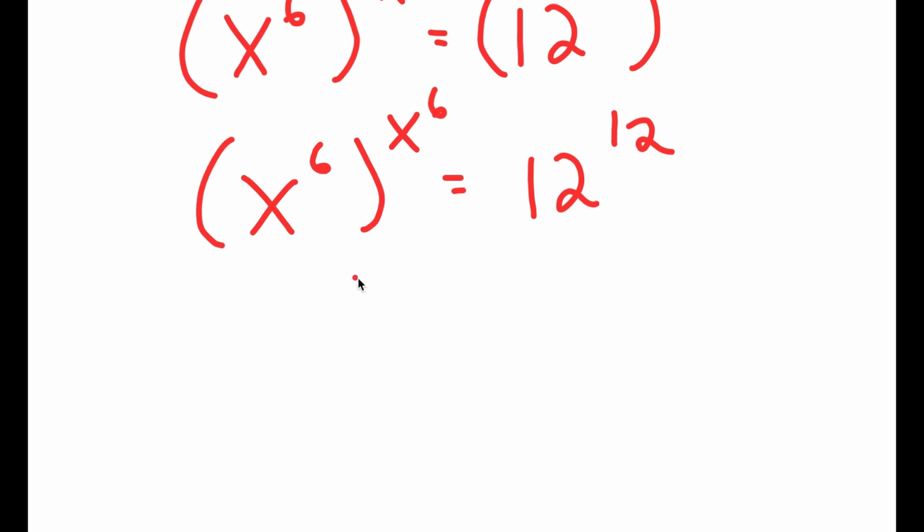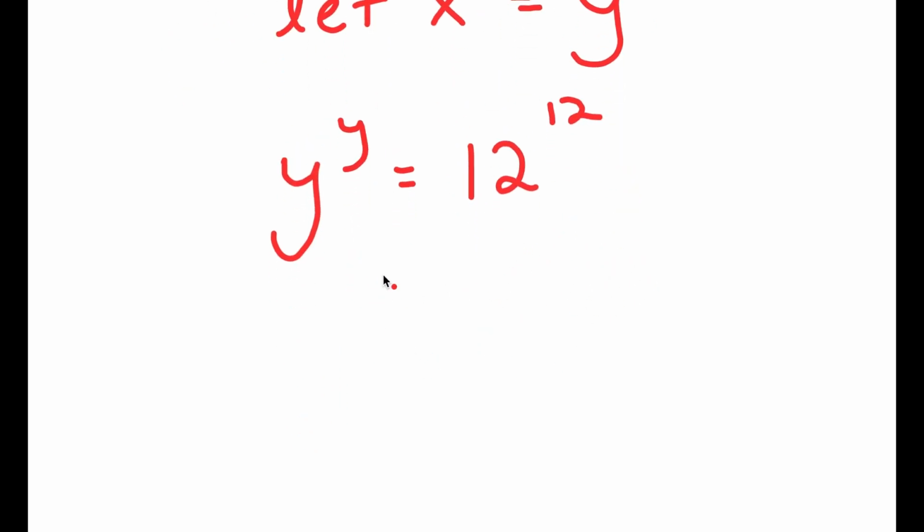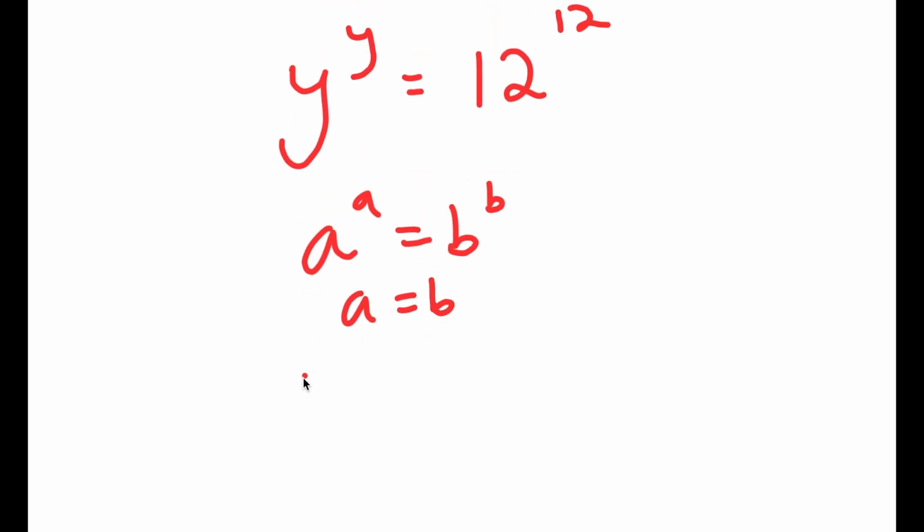Now from here, I'm going to let x to the power of 6 equal to the variable y. So now if I substitute in y for x to the power of 6, I get y to the power of y is equal to 12 to the power of 12. And if I have something in the form a to the power of a is equal to b to the power of b, this means that a equals b. So in this case, y is equal to 12.